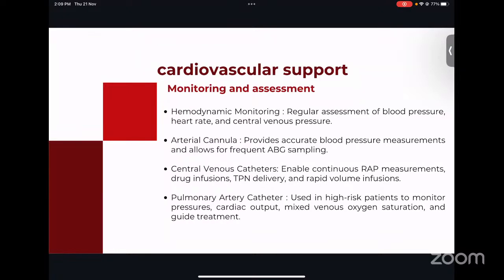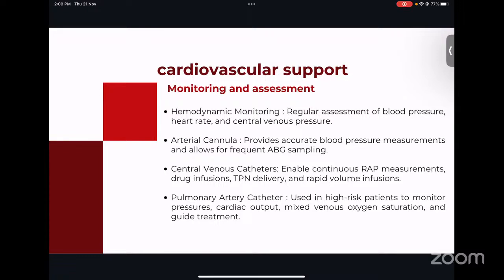Monitoring and assessment of the post-operative cardiac surgery patient is a complex, multifaceted process that requires careful and continuous monitoring of hemodynamics, arrhythmias, fluid balance, and organ function, and support of the healing process. For hemodynamic monitoring, we need close monitoring of blood pressure, heart rate, and central venous pressure to ensure that the heart is functioning well after the surgery.